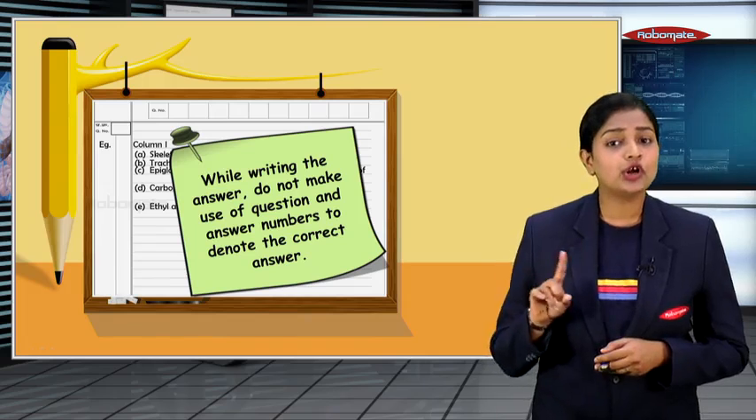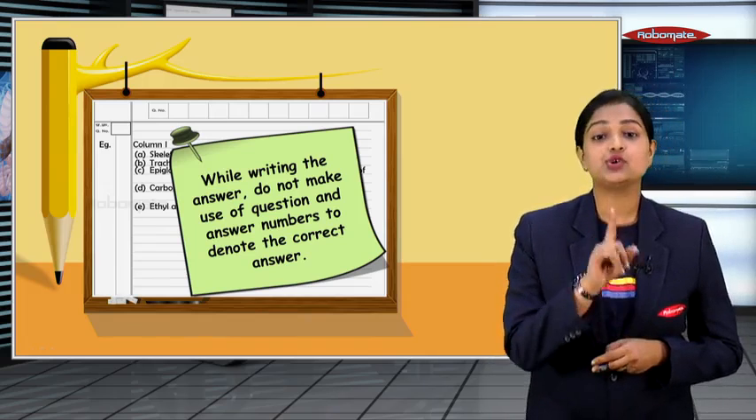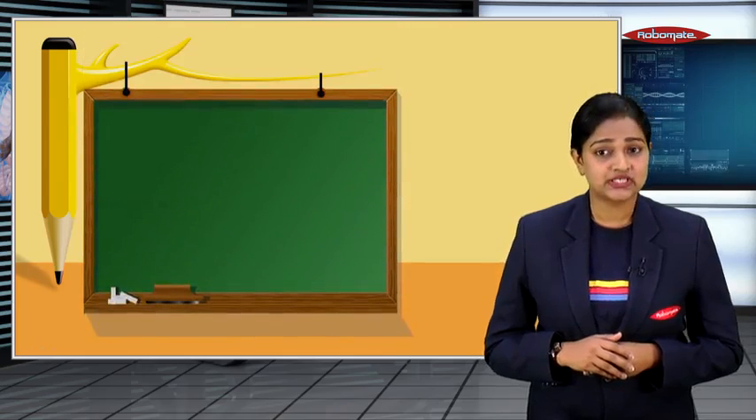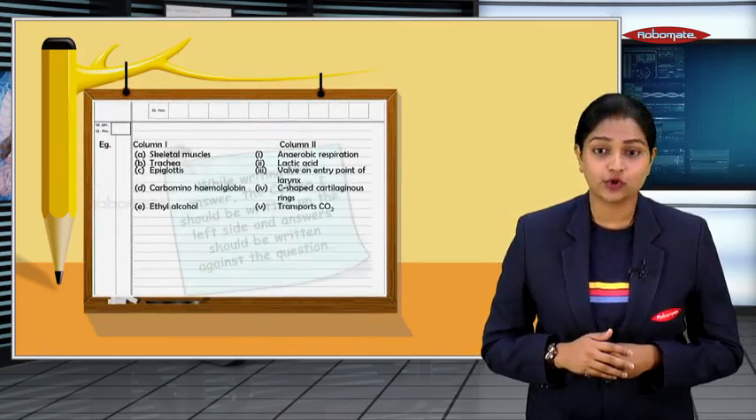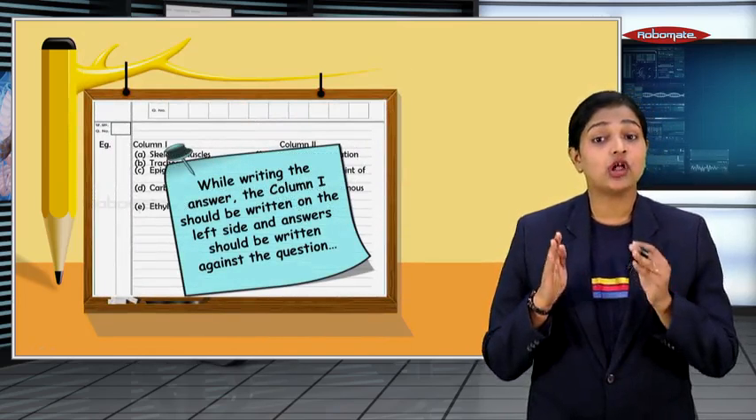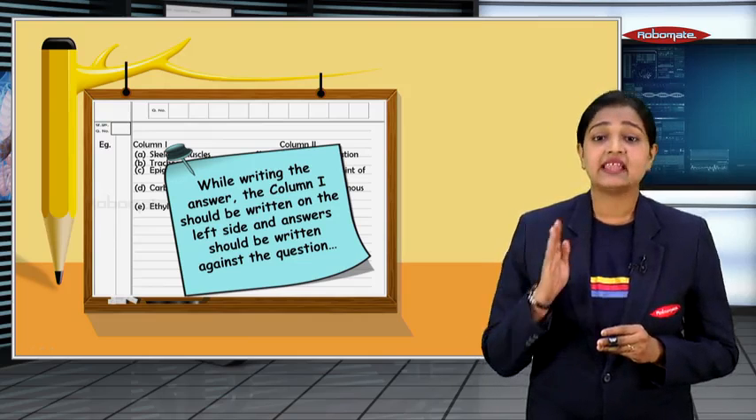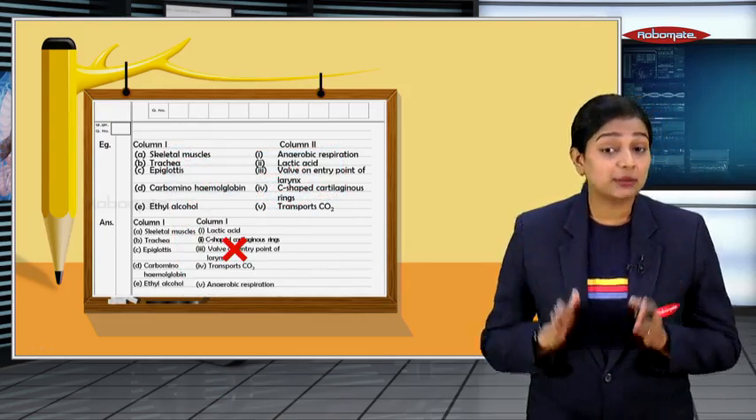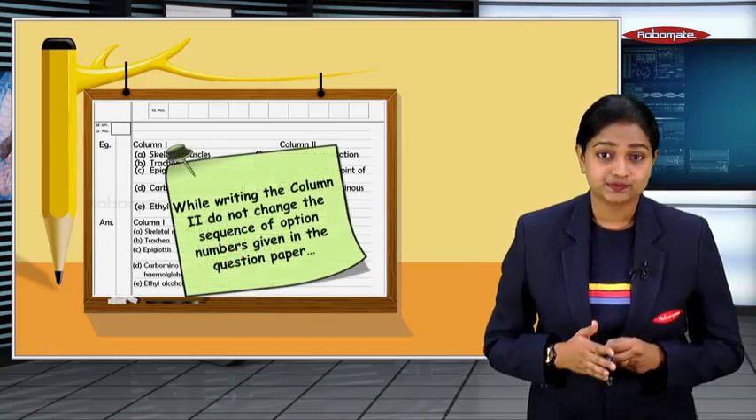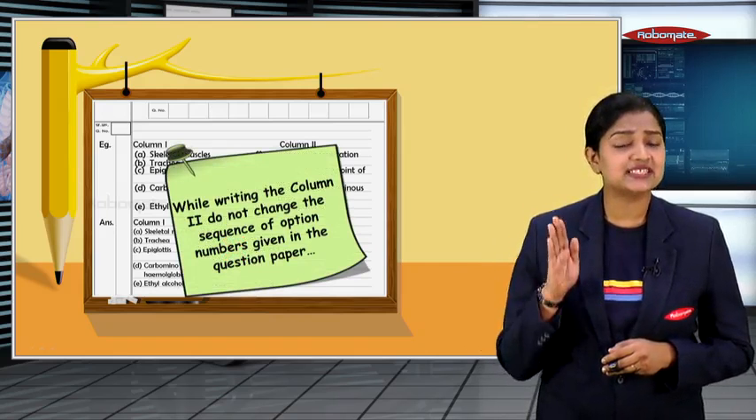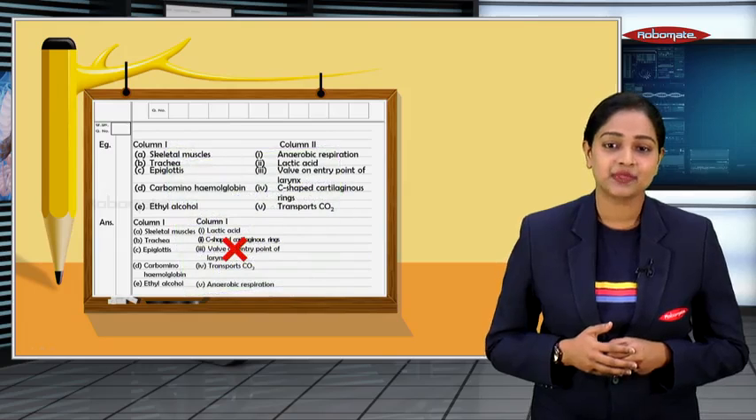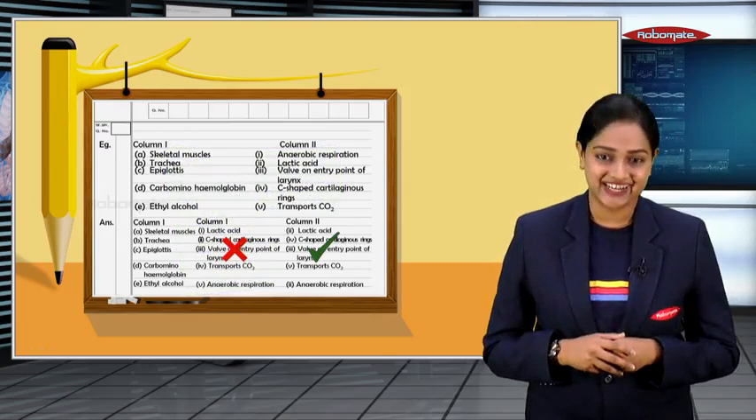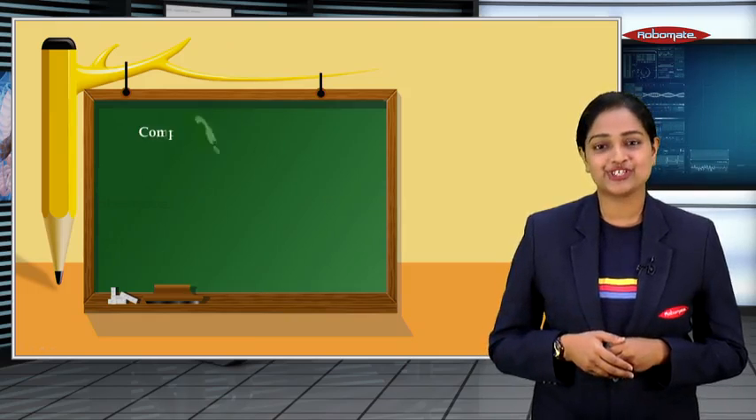While writing the answer, do not make use of question and answer numbers to denote the correct answer, as you can see over here. This is a wrong method of answering. Now students, let us see what is the correct way of answering such type of questions. While writing the answer, the column 1 should be written on the left hand side and the answer should be written against the question. But while writing the answer, you are not supposed to change the number of the column 2. While writing the column 2, do not change the sequence of option numbers given in the question paper. So keep the options same as given in column 2 and then write the answer, which is a correct method of writing. Moving on to the next type of question.